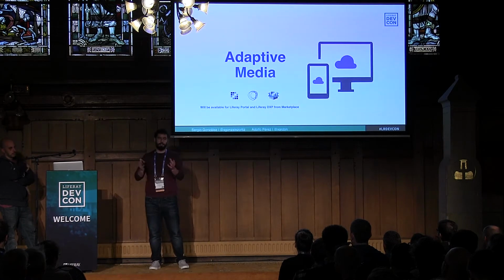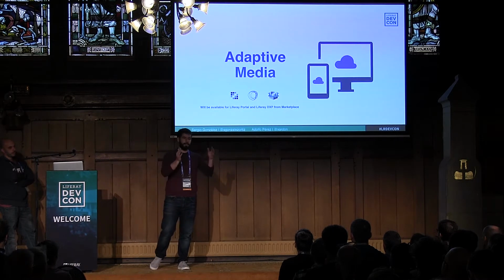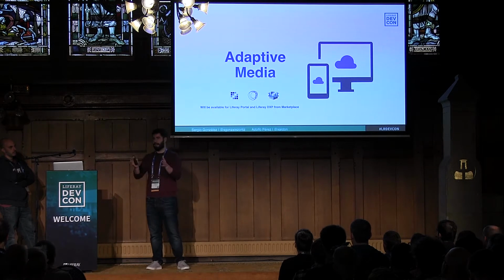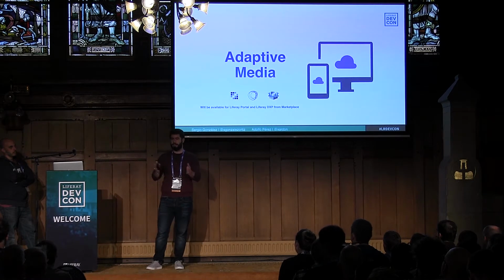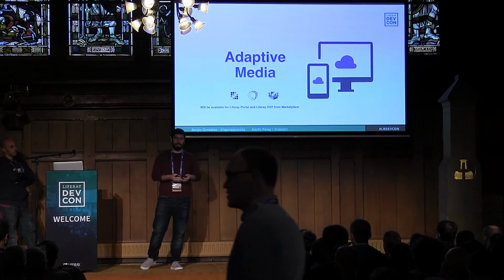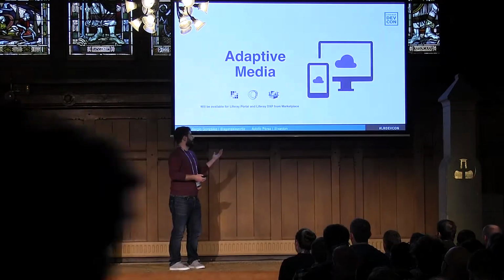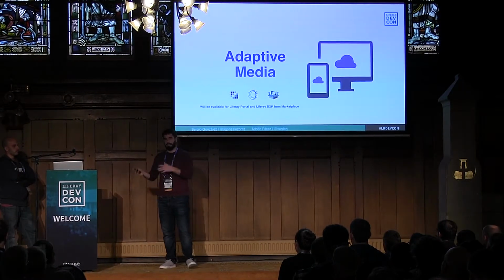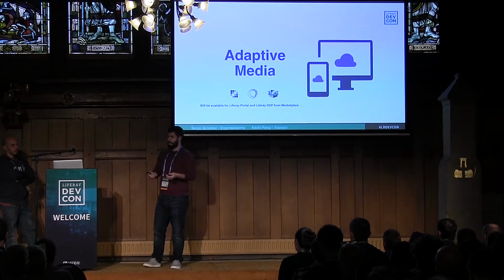So if you combine this, this is where adaptive media comes in. You are getting bigger images, and you are getting a limited speed connection depending on the country, and adaptive media is trying to solve that. It's actually an application that will be available in Liferay Portal and Liferay DXP through the marketplace.